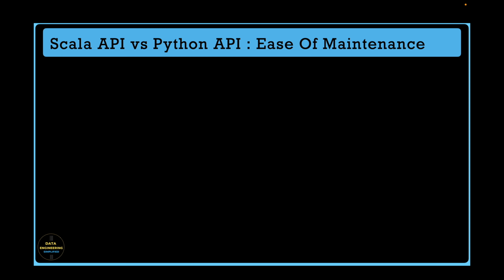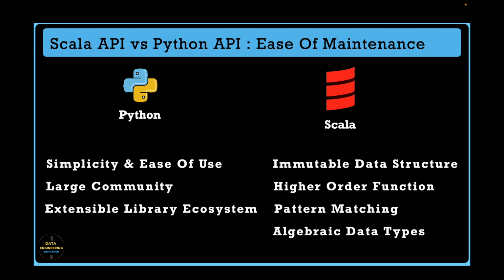For the same reason, it is hard to maintain a Scala system, and you need to have access to good developers and support team members to manage and maintain data platforms built using the Scala programming language. So, on this attribute also, Python wins.